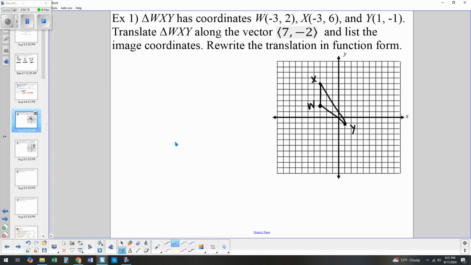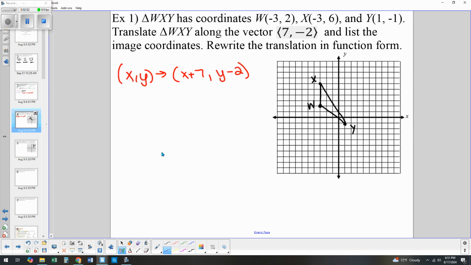So if we have our triangle with its given coordinates, we want to translate along the vector <7, -2> and list the image coordinates. The image is the new picture. The pre-image is the old picture. So this one here is our pre-image, and now we're going to find the coordinates of the image. And we want to rewrite the translation in function form. So this is a positive 7 and a minus 2. So every point goes from being (x, y) to (x + 7, y - 2). That's our function form. That part is done.